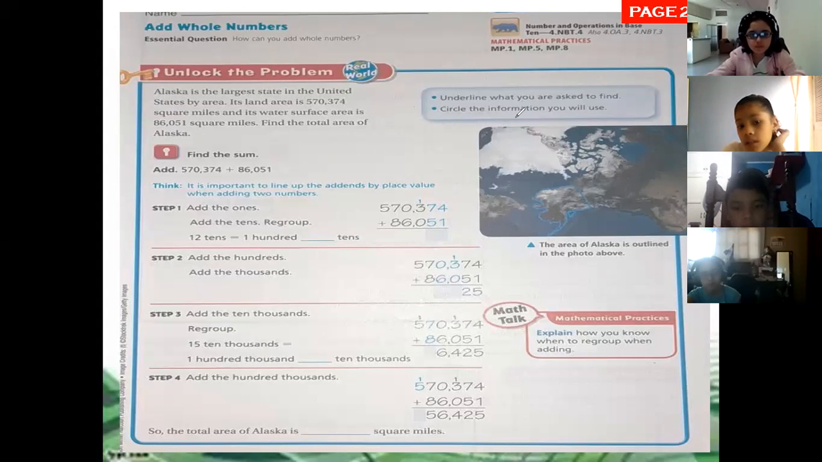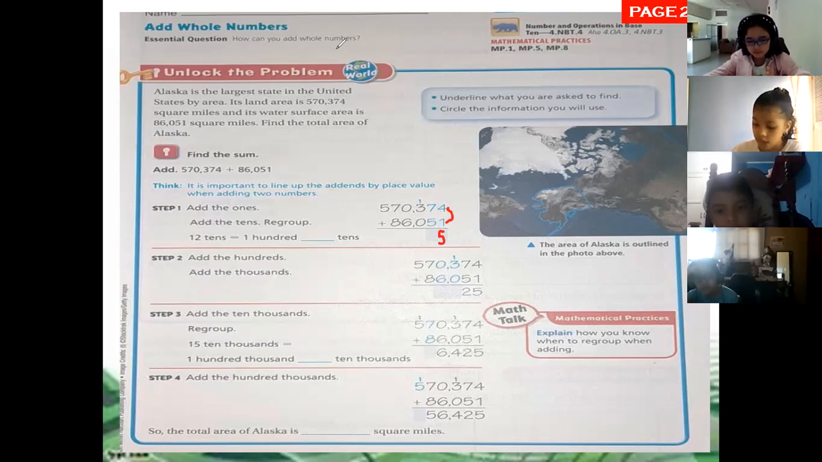4 and 1. So 4 plus 1 is? It's 5. We got 5. And then we need to add the tens groups, right? So 7 plus 5 is? 12.